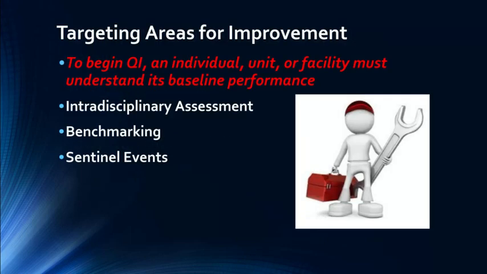To begin QI, an individual, unit, or facility must understand its baseline performance. Intradisciplinary assessment occurs within a group of individuals who have similar positions. Peer review is used to professionally critique a colleague's work based on predetermined standards. There are audits, which is an examination of records to verify accuracy and proper use. There is a retrospective audit, which is performed after a client's discharge, and concurrent audits, which are performed while the client is still undergoing care.